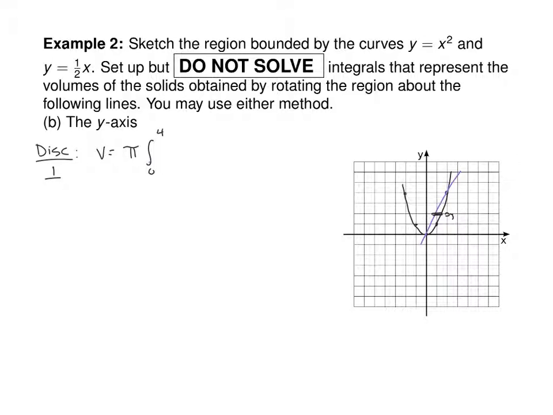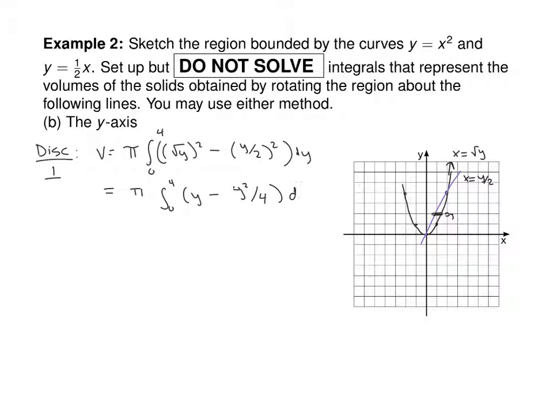y value of 4. The outer curve is the parabola, and that's x equals root y. So we have root y squared minus the inner curve, which was x equals y over 2. So minus y over 2 squared dy, which you could simplify to 0 to 4 y minus y squared over 4 dy.